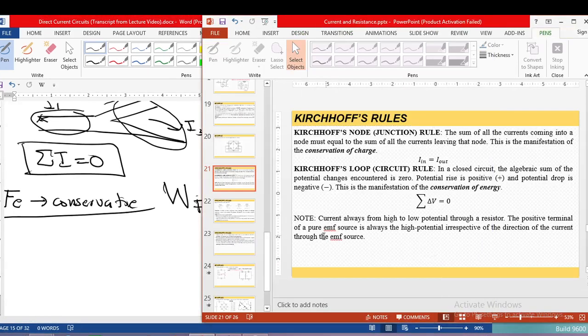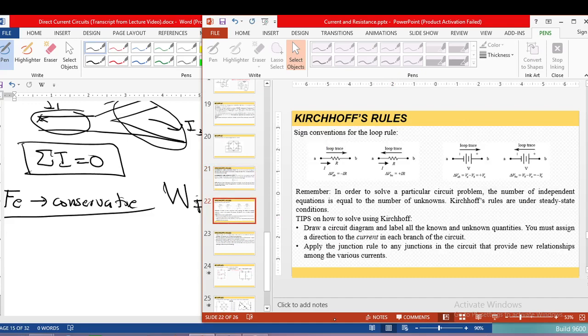Always take note also that the current always flows from higher to lower potential through a resistor. Always remember that your current is always from higher to lower potential, and the positive terminal of the EMF source or the voltage source is always the high potential irrespective of the direction. I will continue discussing that with our sign convention.